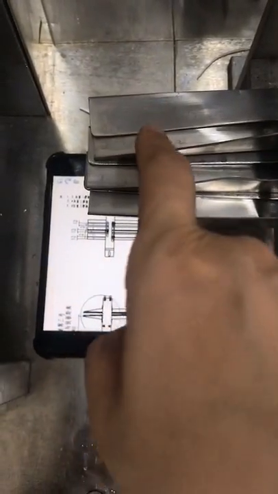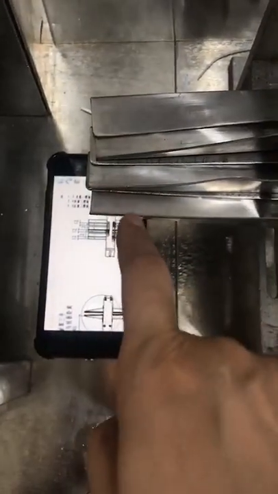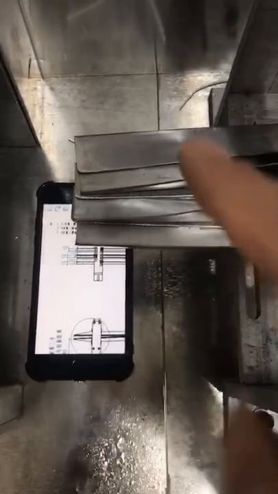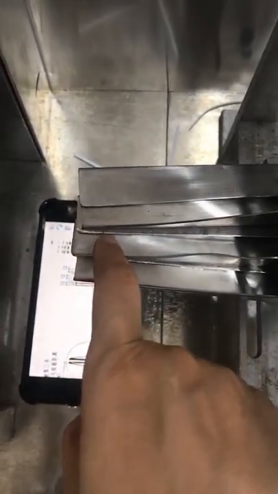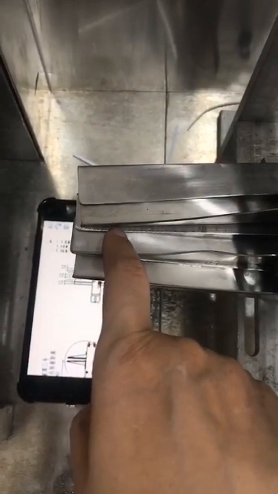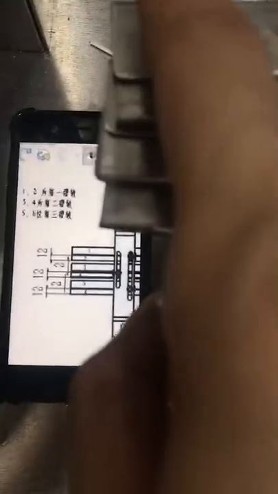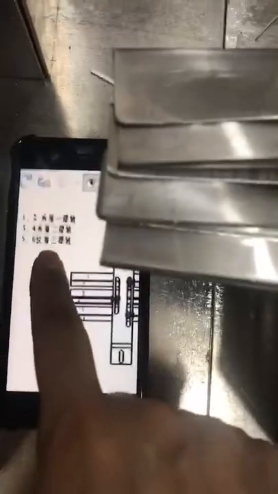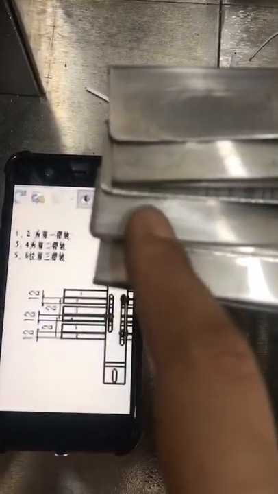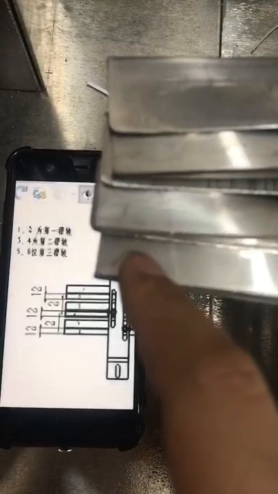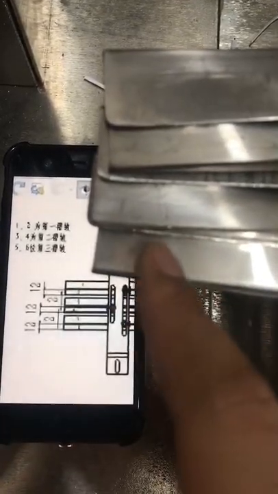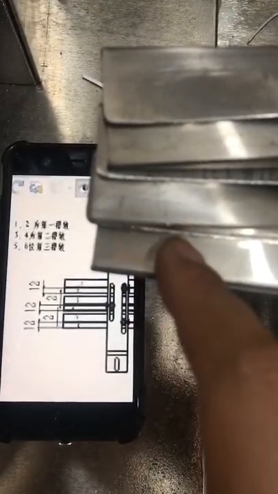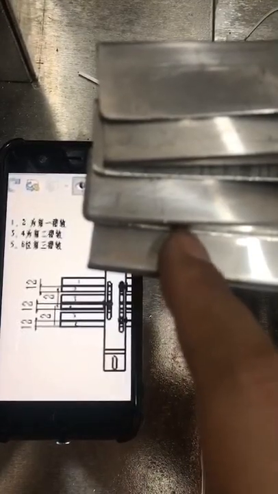This is 1, 2, 3, 4, 5, 6. And from the first to the second is 12. The second to the third is 2. The third to the fourth is 12. The fourth to the fifth is 2. The fifth to the last is 12.